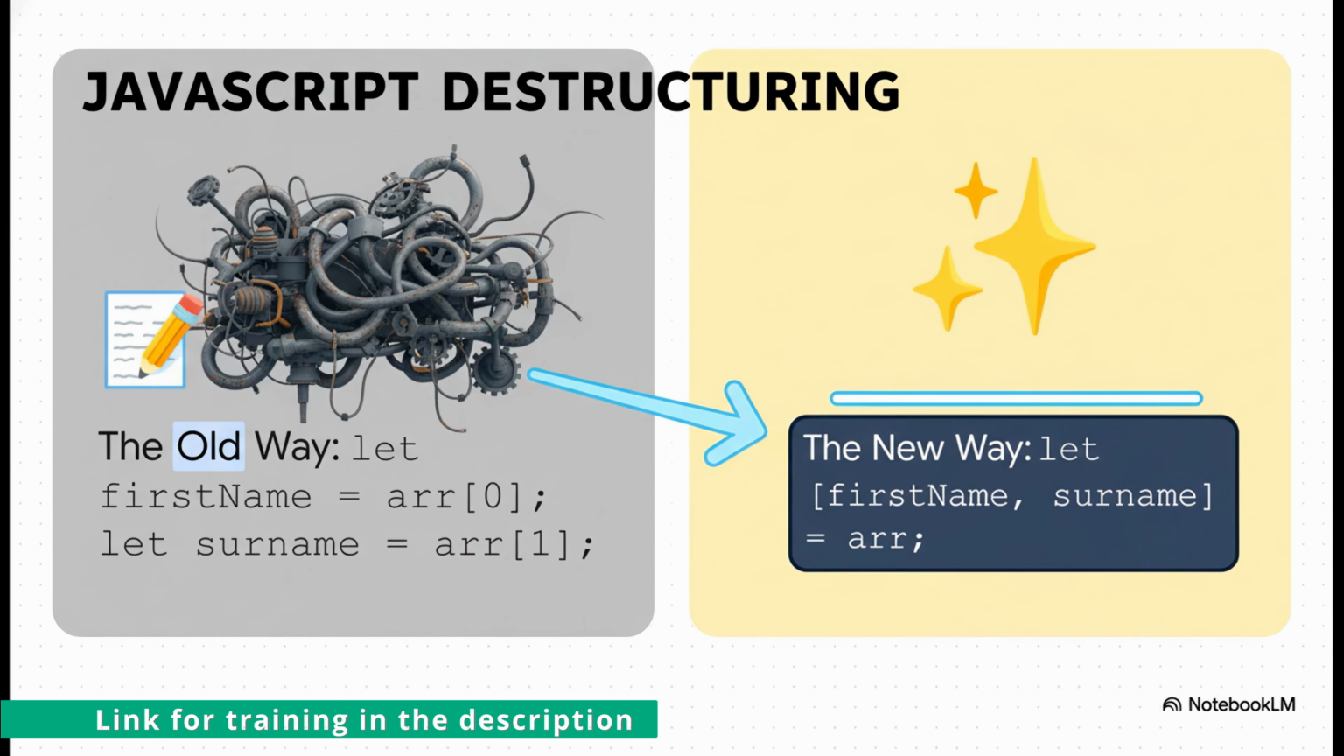This slide says it all, doesn't it? On the left, that's the code we've all written a million times. Line by line, pulling data out of an array. It works, sure, but it's clunky, verbose. Now look at the right. That is the exact same thing. One clean, readable line. It's not just shorter, it's just better. A massive upgrade for sure.